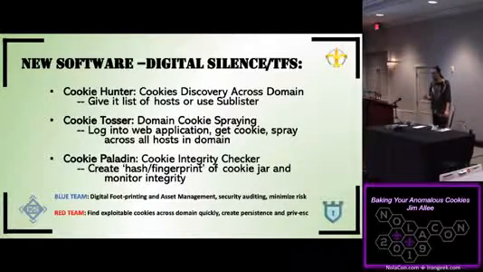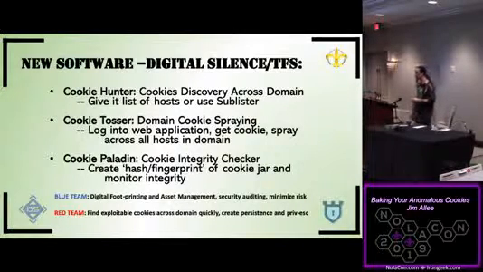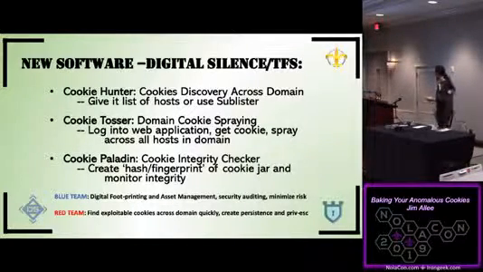And then Cookie Paladin, we're going to check the integrity of this cookie jar. If we don't, we have no idea if things have been tampered with. So it's going to create some type of fingerprint of the cookie jar, and then also do some monitoring around it. Keep track, and maybe alert if your cookie jar has been tampered with. Again, on the blue team side, we have digital footprinting and asset management with that, security auditing, and helping you minimize risk. The red team side can use it to find exploitable cookies across the domain quickly.